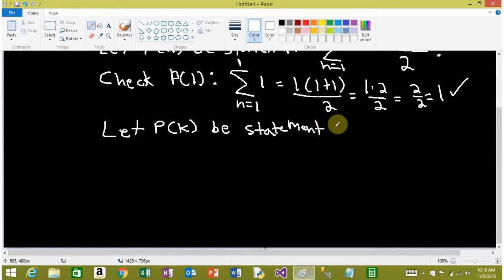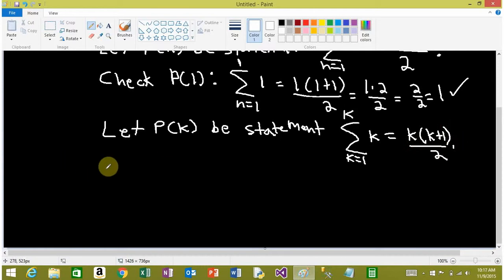And it's basically going to be kind of the same thing, except we're just replacing it with k. So k equals 1, and we'll just do big K here. So we have adding up little k, and it's going to be k times k plus 1 over 2. And then let's prove P of k plus 1.